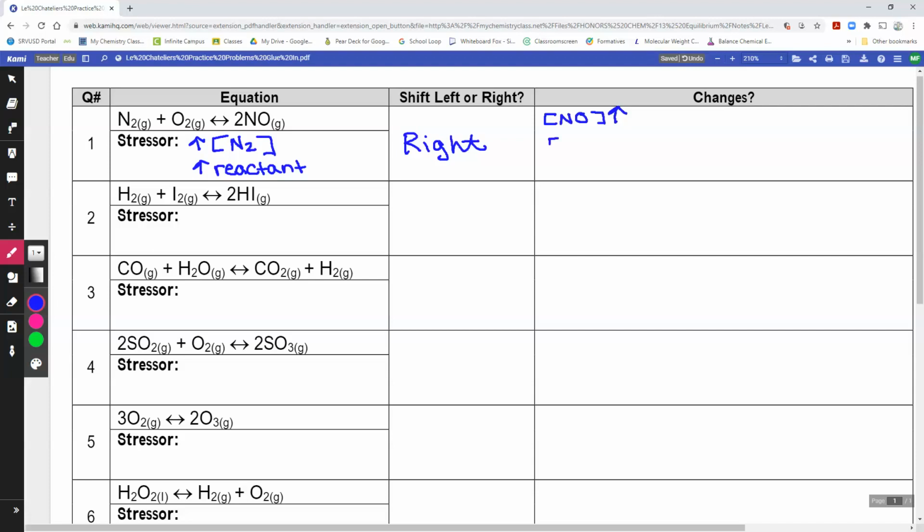Let's look at how the concentration of oxygen gas changes. Well, if I'm proceeding to the right, going in the forward direction, I'm going to use up some of this oxygen. So when we get to our new equilibrium point, our concentration of oxygen is going to have decreased from where we started. Now for the stressor one, the one that's a little bit more tricky.